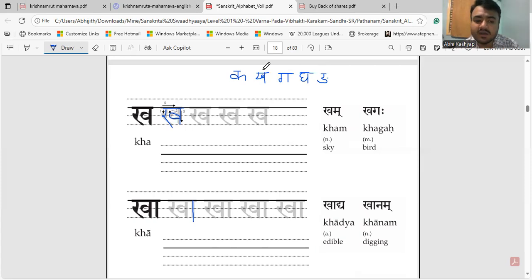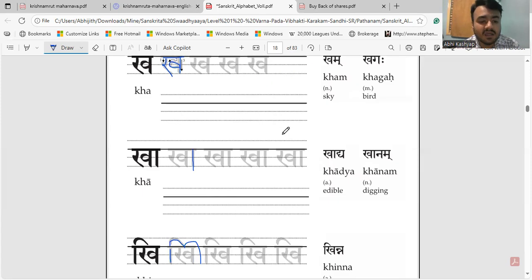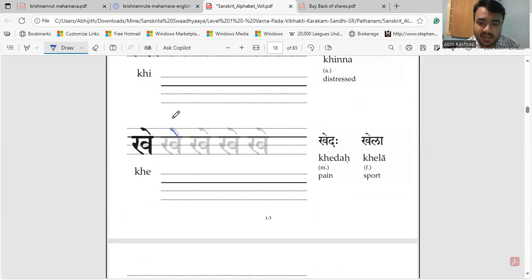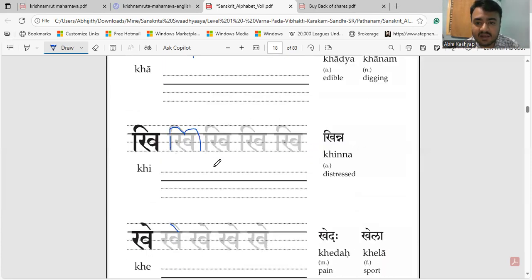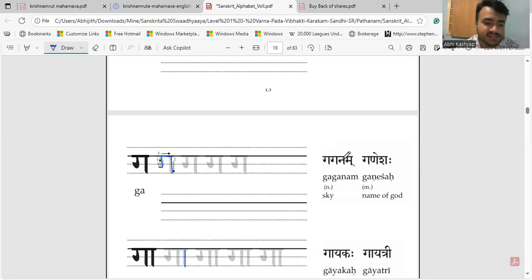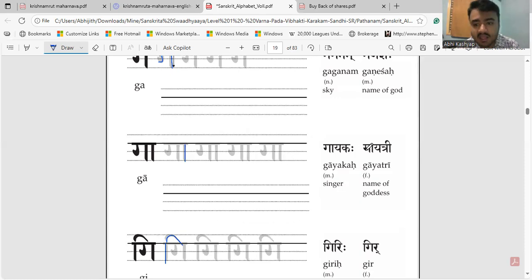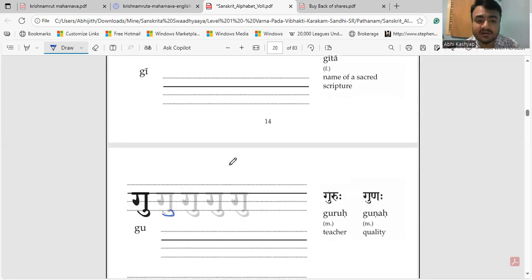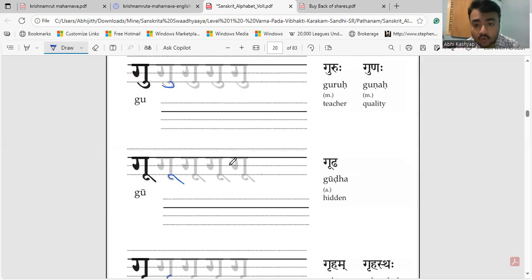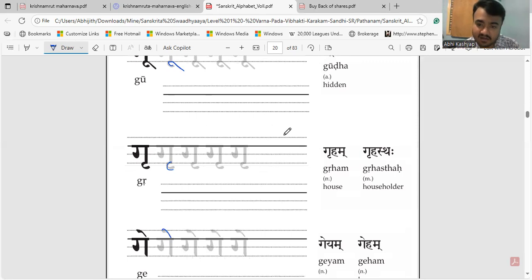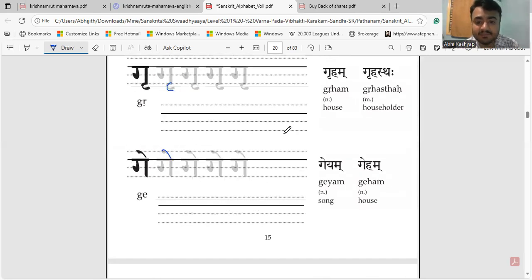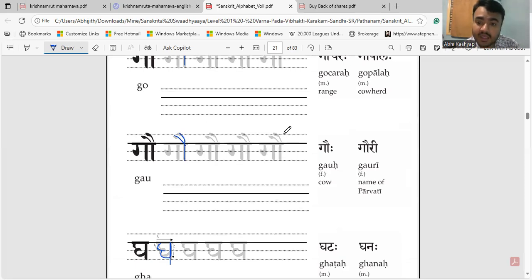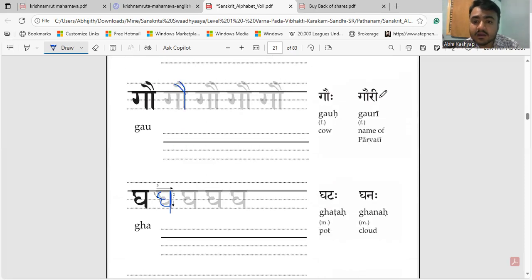For Kha also we have Kha, Khā, Khi, Khī, if we put it to the left side. Then Khe, Khedaha, Khela. Then we have Gakara: Gaganam, Ganeshah. Ga, Ākāra, Gāyakah, Gāyatrī. Gi, Girihi. Gī, Gītā. Gu, Guruhu. Gū, Gūḍha. Gṛ, Gṛham. Ge, Geyam. Go, Gocharaha. Gau, Gauhu, Gauri.